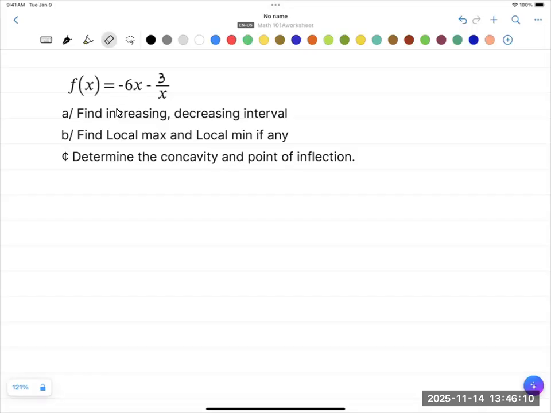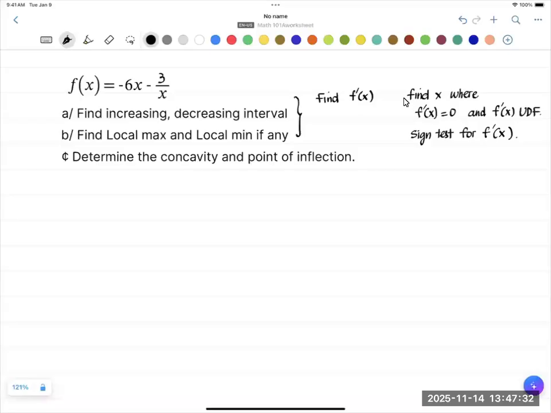To determine the increasing and decreasing intervals and find any local max and local min, we can use the first derivative test. So we will first find f prime. Then after that, we're going to set f prime equal to 0 and find the critical values for x. Find x where f prime is equal to 0 and where f prime is undefined. Then we're going to do a sign test for f prime, and then we will be able to answer part 1 and part 2.